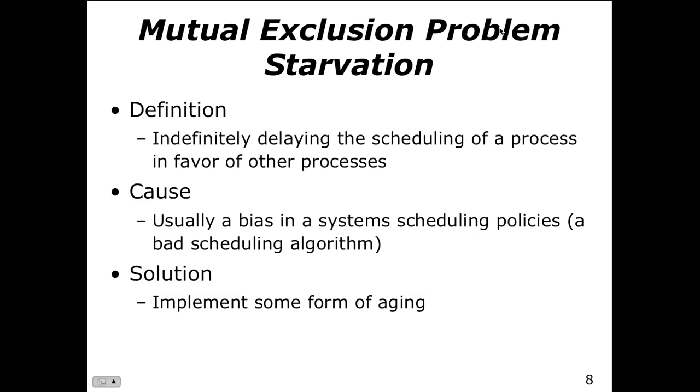Just to reiterate that point, mutual exclusion problem, starvation: indefinitely delaying the scheduling of a process in favor of other processes. So you never get a chance to run. It usually causes a bias in the system schedule policy. A bad scheduling algorithm could cause starvation, especially if the process never gets an opportunity to run. The solution is to implement some form of aging queue.